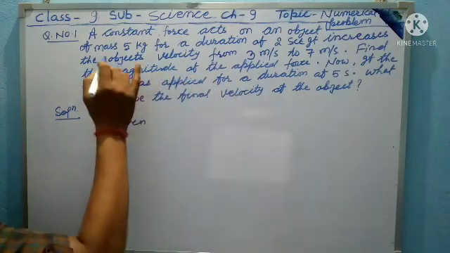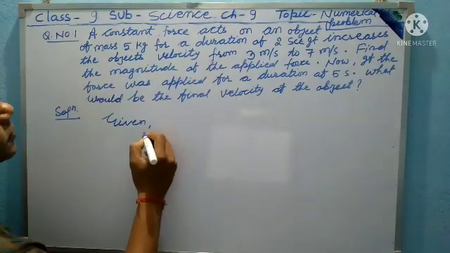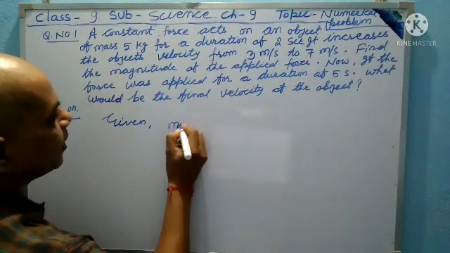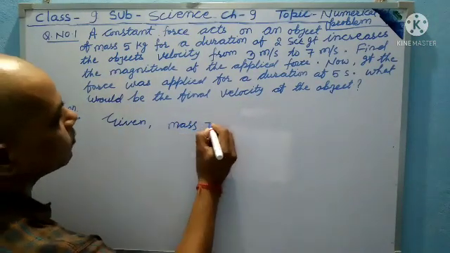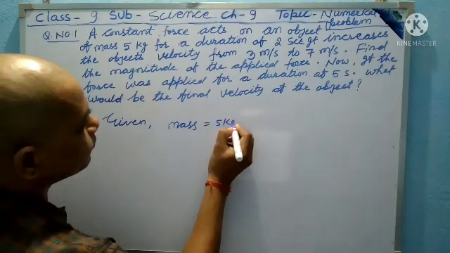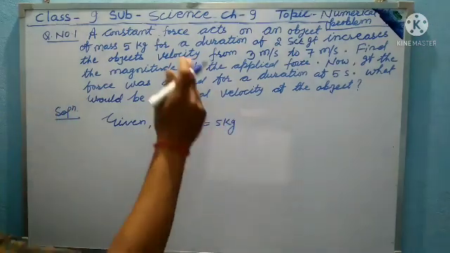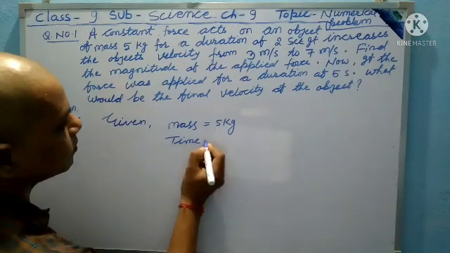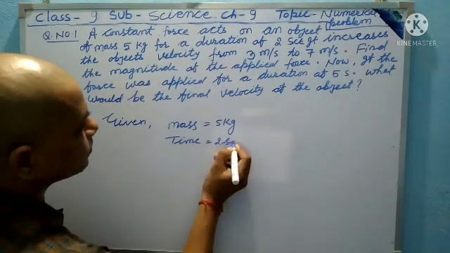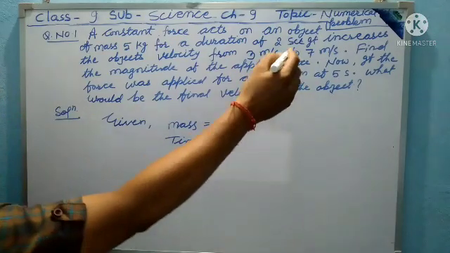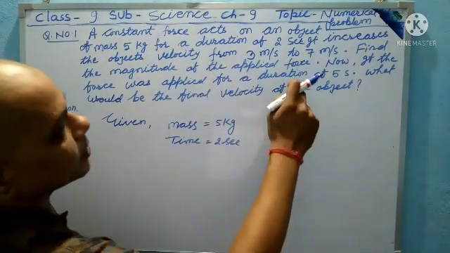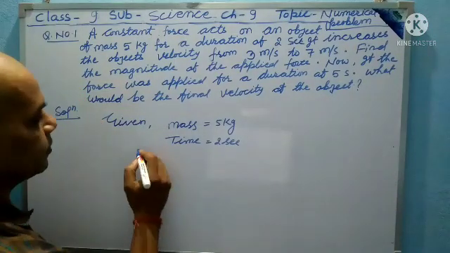That is the mass. An object of mass is given, that is mass is equal to 5 kg, and time is equal to 2 seconds. It increases the object's velocity from 3 meter per second to 7 meter per second.